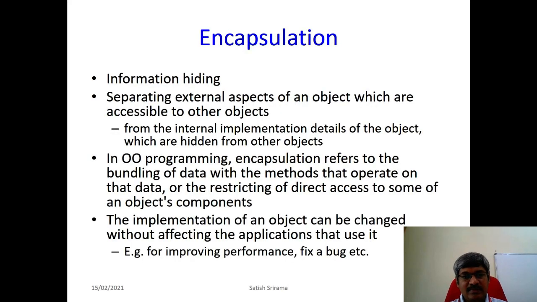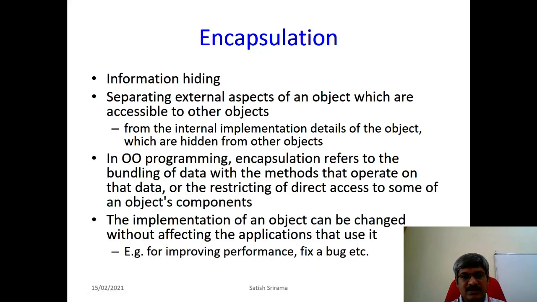Another very interesting theme is encapsulation, which is basically information hiding. Using encapsulation, you separate the external aspects of an object, which are accessed by other objects. For example, if an object has certain features and certain operations, you will not be exposing all the features and all the operations to outside entities. You will be separating what is visible to the outside from the internal implementation details of that object. These things will be hidden from other objects.